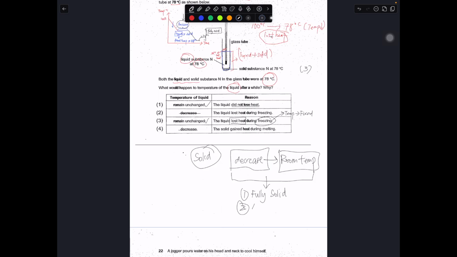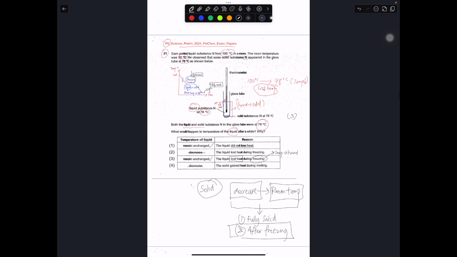So it's after freezing. If that were the option, it will be decrease. The reason is because the solid will lose heat to the surrounding until it reaches the room temperature.